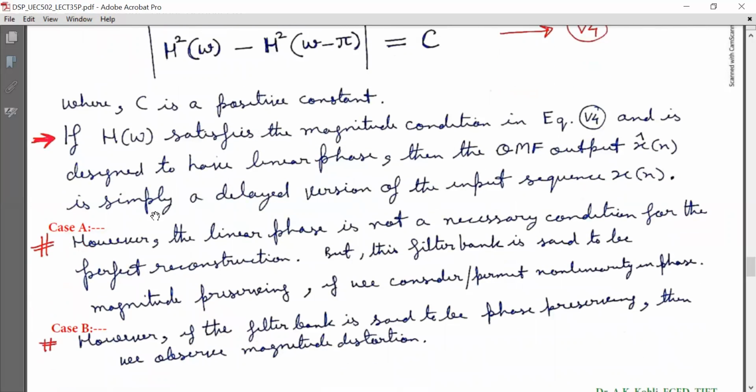Now we will discuss case A. However, the linear phase is not a necessary condition for perfect reconstruction. This filter bank is said to be magnitude preserving if we permit nonlinearity in phase. In case B, if the filter bank is phase preserving, that means we preserve the phase, then we observe magnitude distortion. So these are the two cases, A and B.